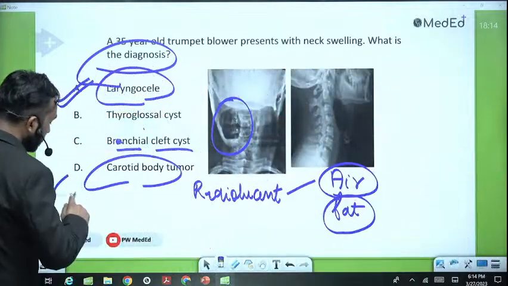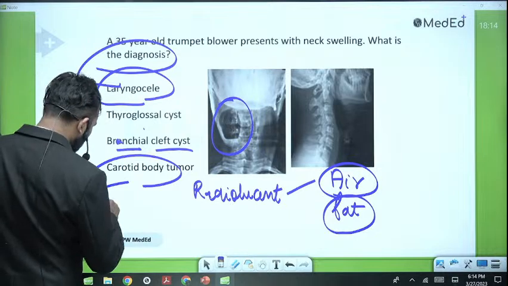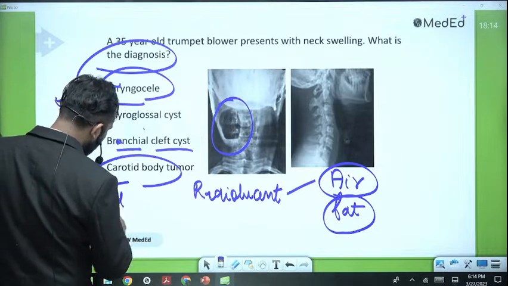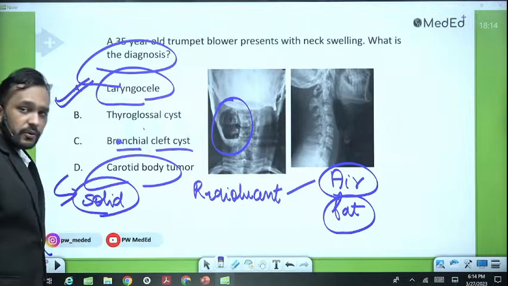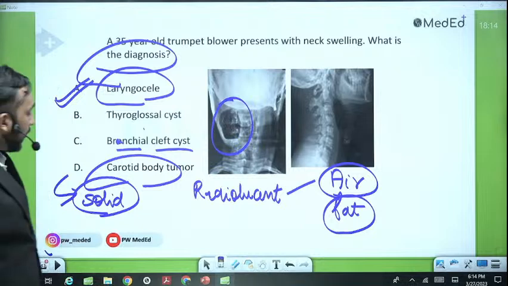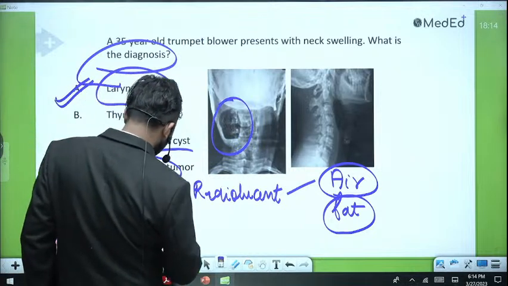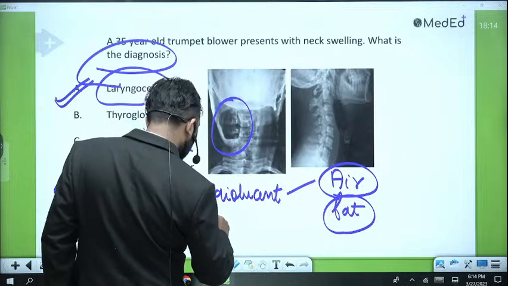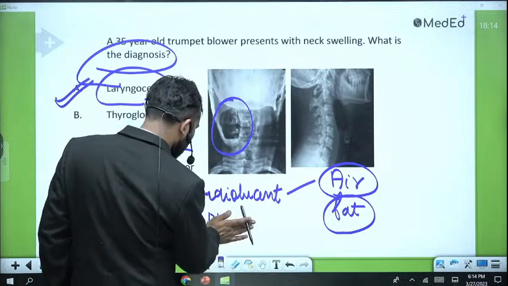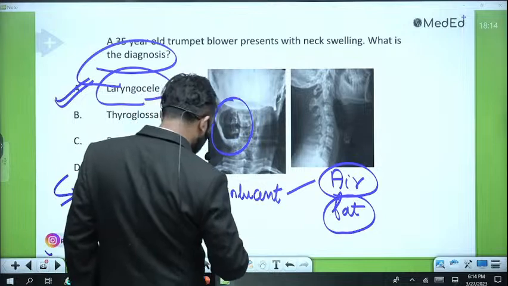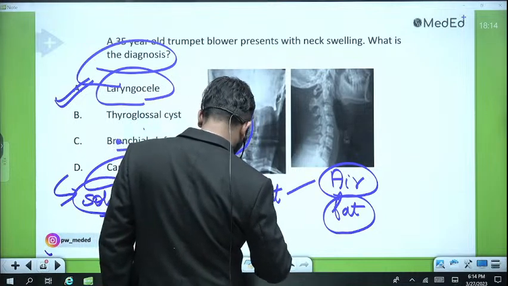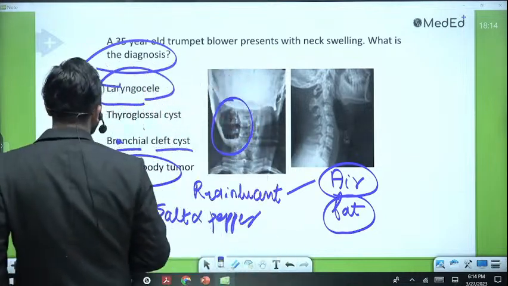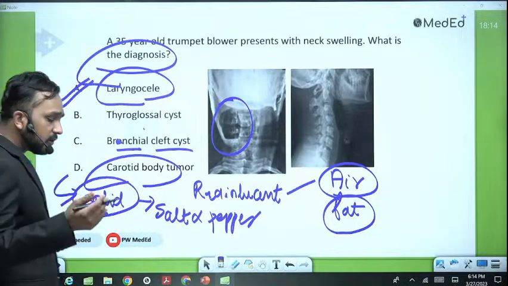Carotid body tumor is a solid tumor arising from the carotid body, and an important character is that it gives a salt and pepper appearance. Right? So what is laryngocele?